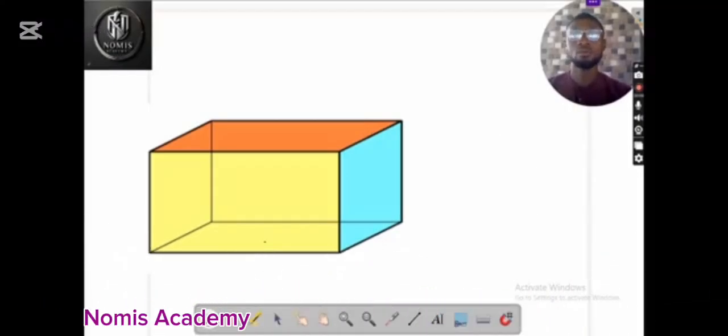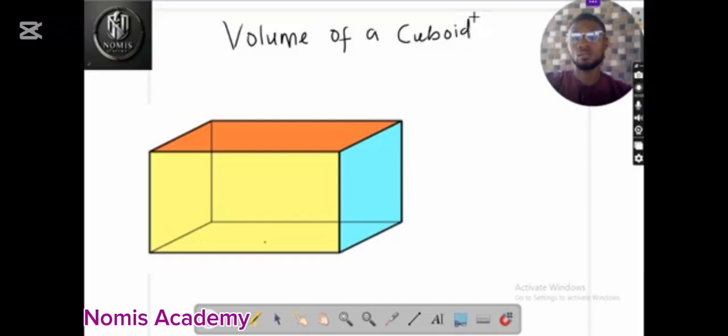This time we'll be dealing with volume of a keyboard. Volume of a keyboard.